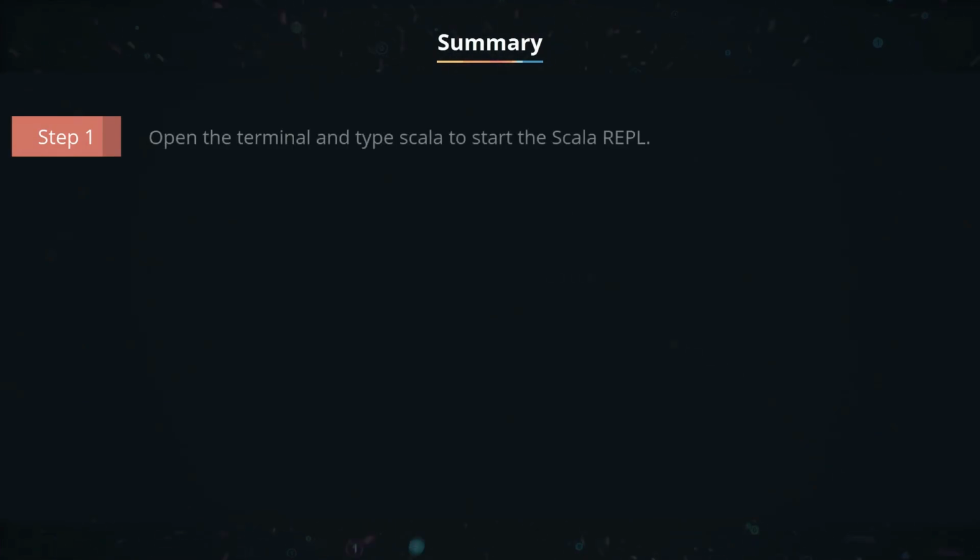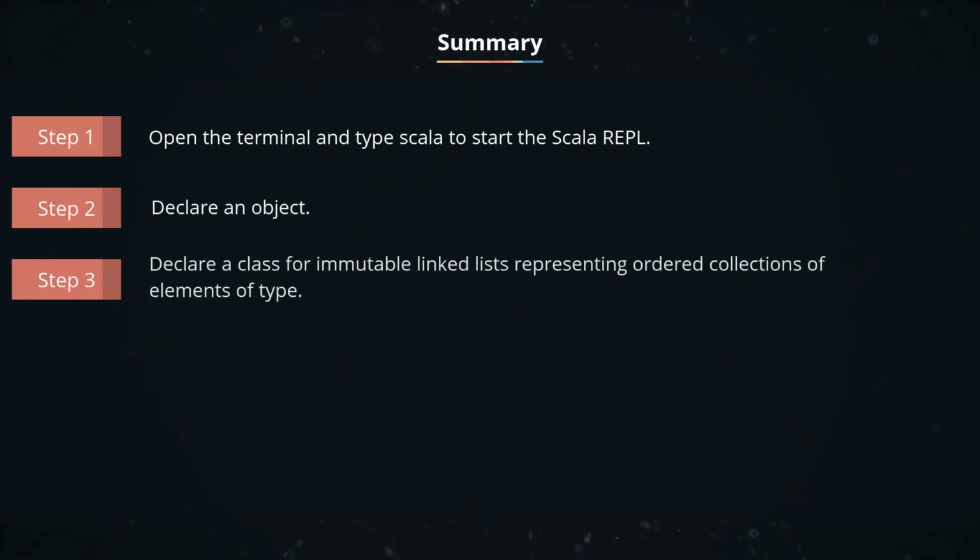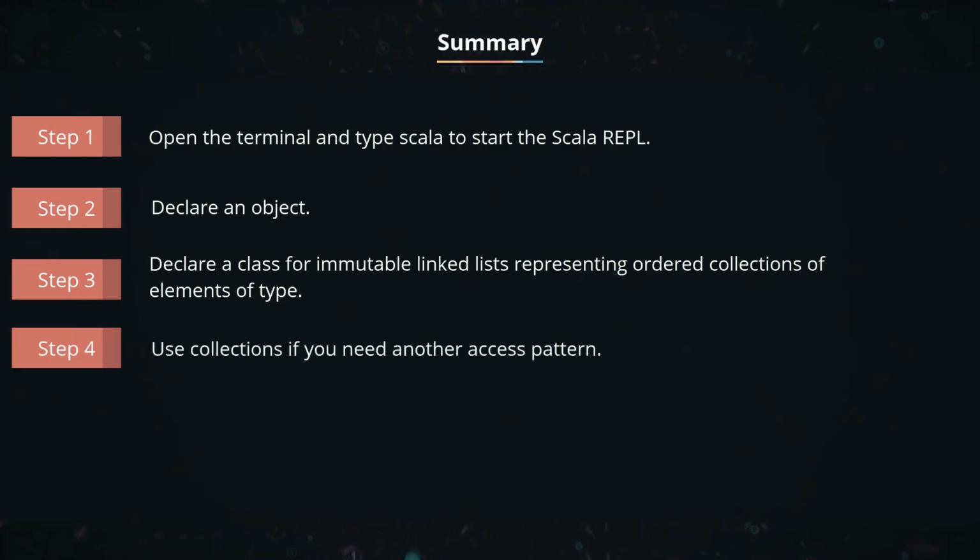Let me quickly show you the steps now. Step 1. Open the terminal and type Scala to start the Scala REPL. Step 2. Declare an object. Step 3. Declare a class for immutable linked list representing ordered collections of elements of type A. Step 4. Use collections if you need another access pattern.